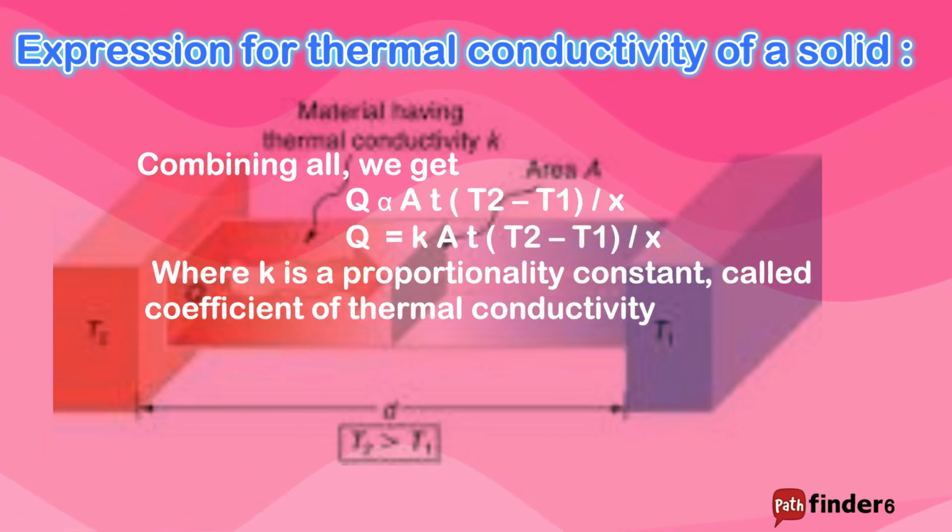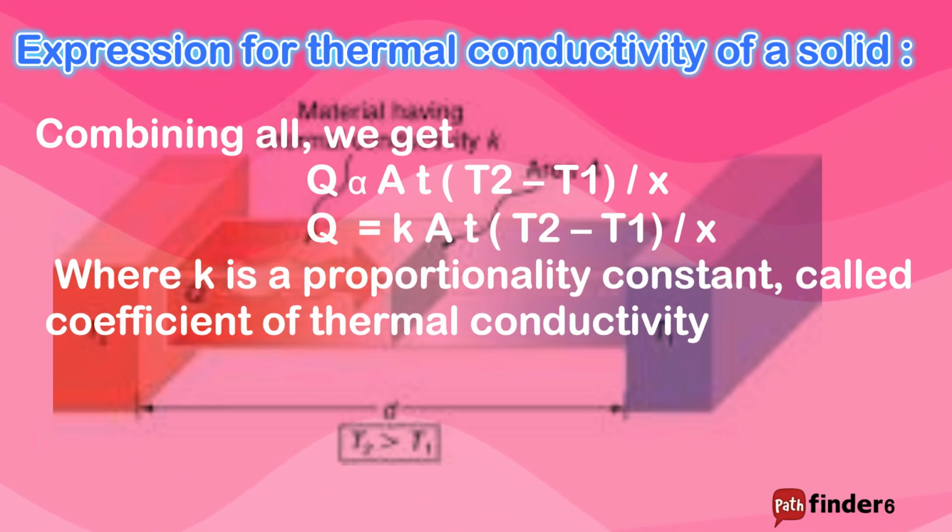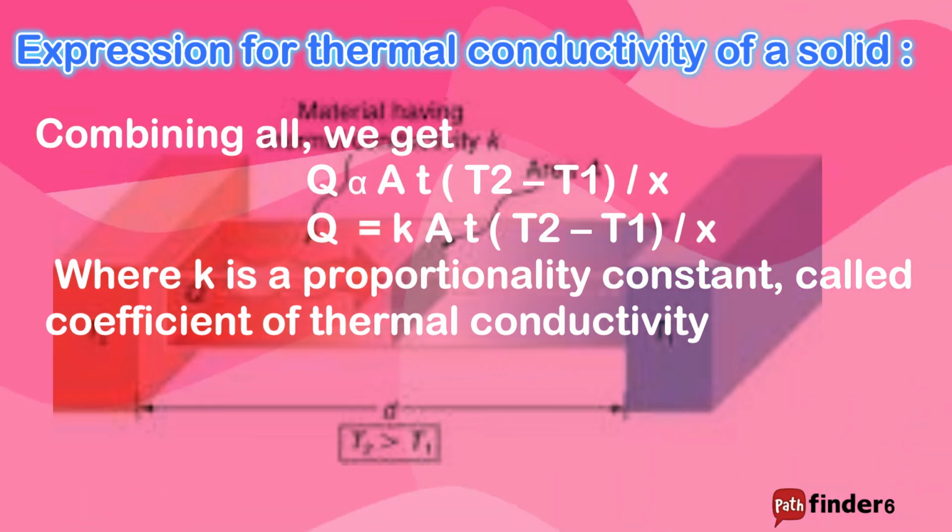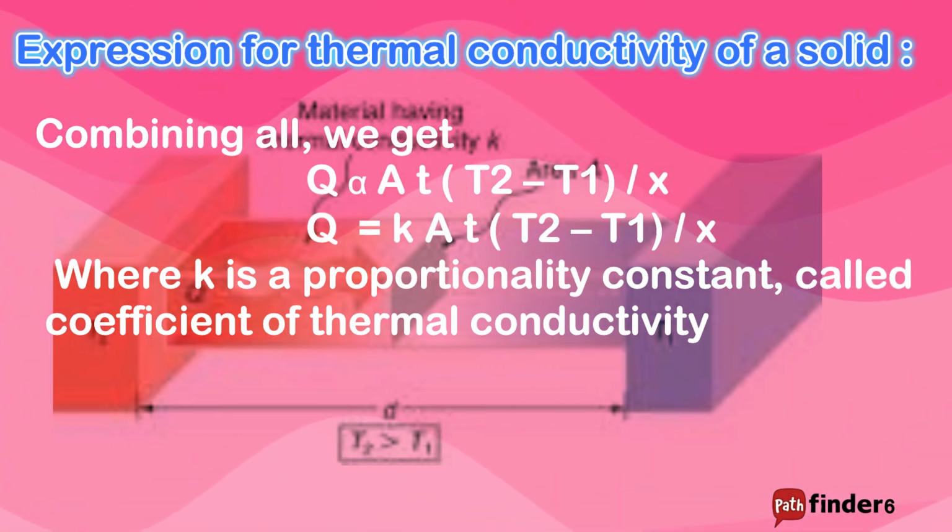Combining all, we get Q is proportional to A t (T2 minus T1) by x. Q is equal to K A t (T2 minus T1) by x, where K is a proportionality constant called the coefficient of thermal conductivity.